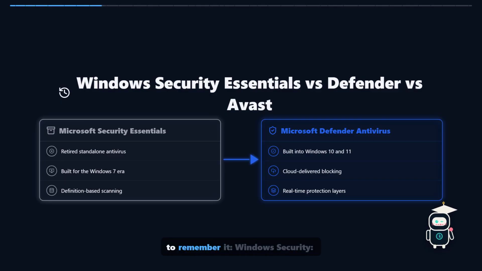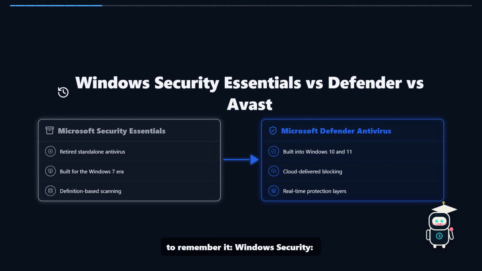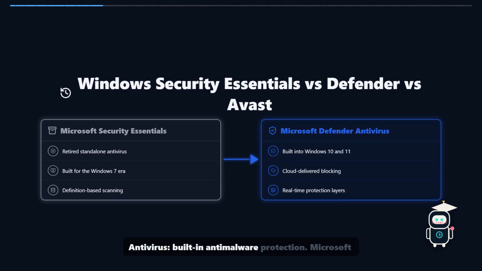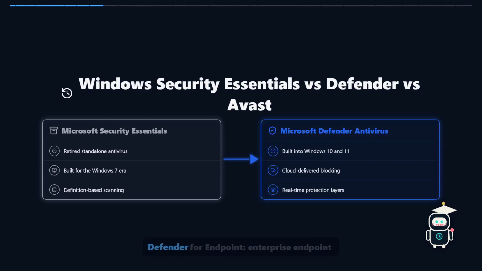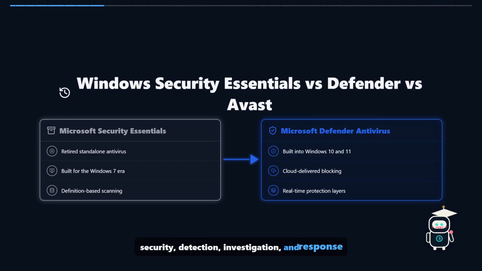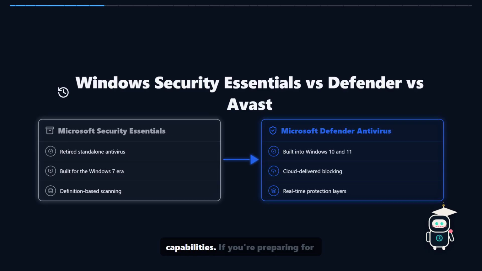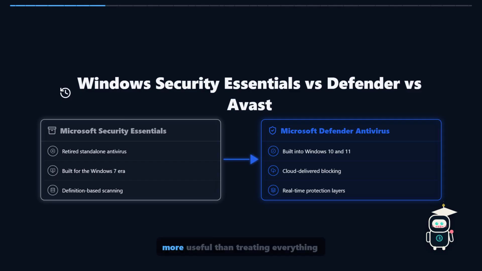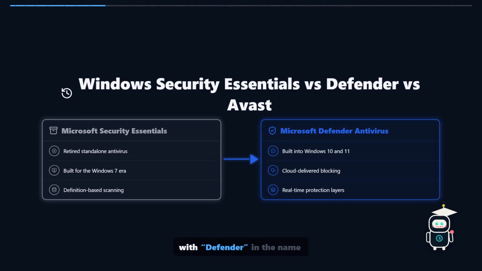Here's the easy way to remember it. Windows Security: local security dashboard. Microsoft Defender Antivirus: built-in anti-malware protection. Microsoft Defender for Endpoint: enterprise endpoint security, detection, investigation, and response capabilities. If you're preparing for an IT or cybersecurity interview, knowing those differences is much more useful than treating everything with Defender in the name as the same product.